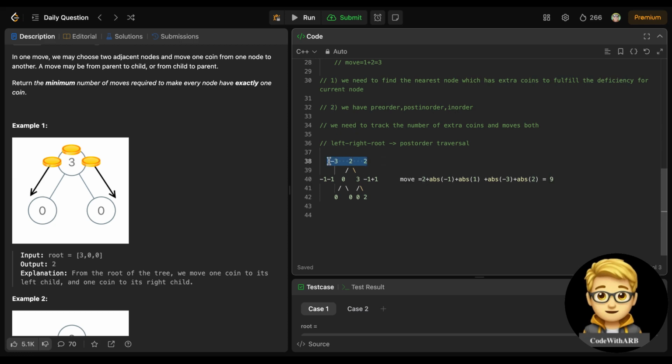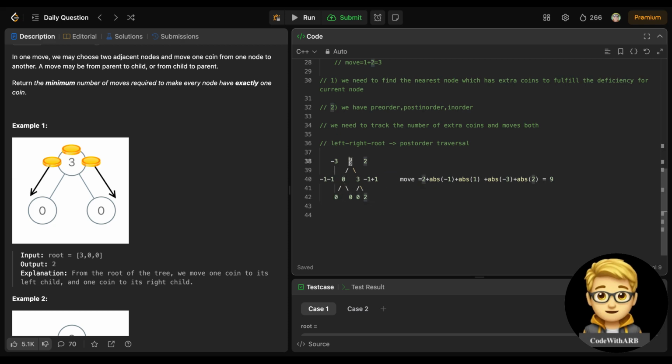And what is the sum of this 3? It becomes again what? 1, absolute 1, because -3 plus 2 is -1, and -1 plus 2 is +1. So 1 coin is required by this parent. So the total number is 9 to make this a equal distribution.